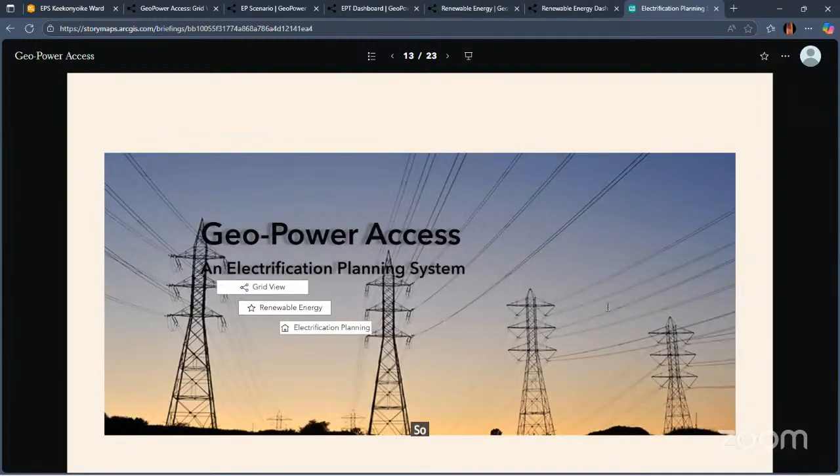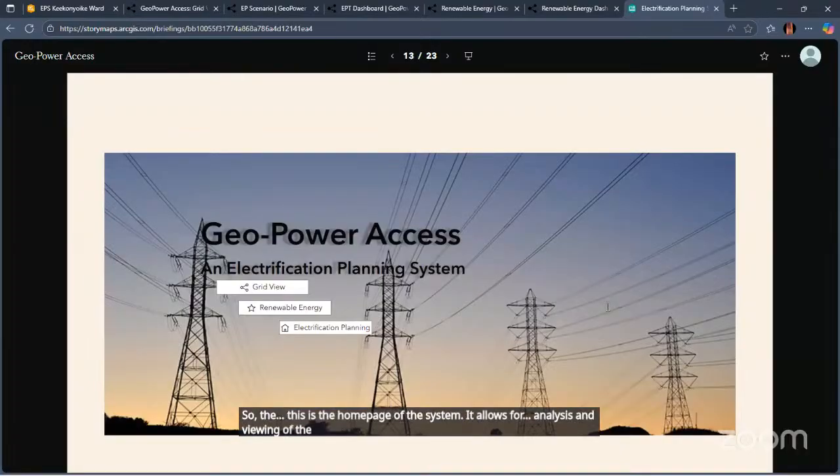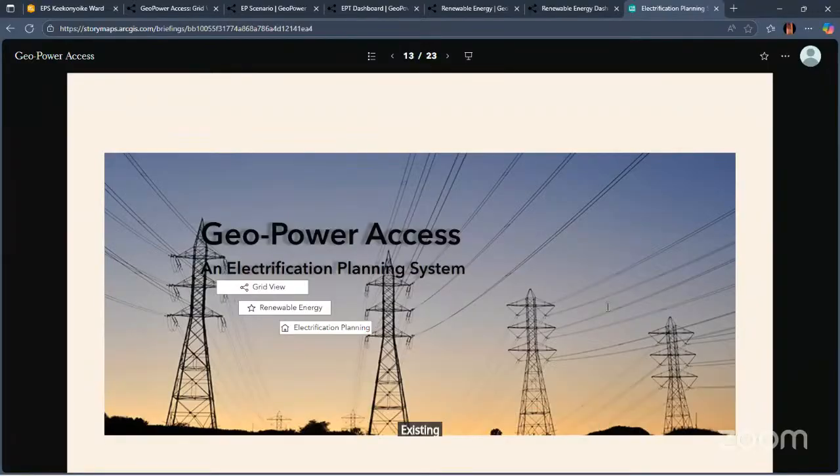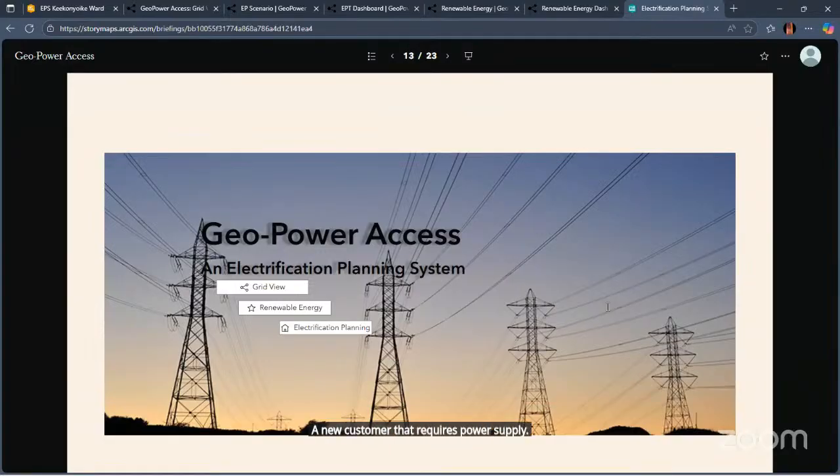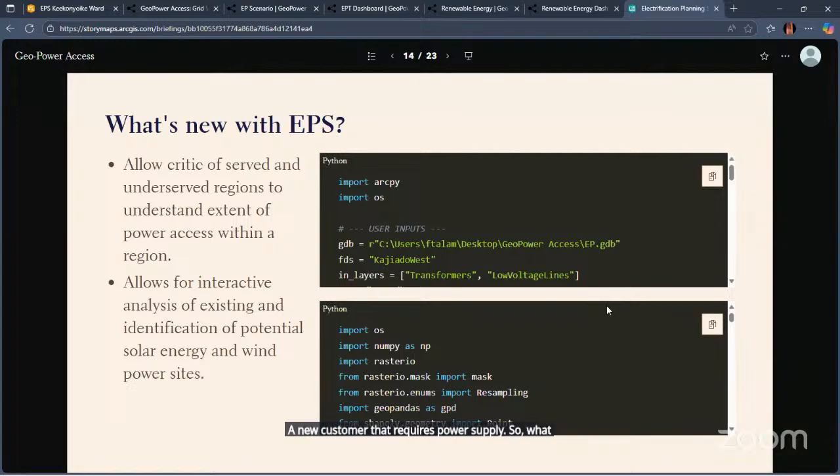So this is the homepage of the system. It allows for analysis and viewing of the existing grid and the renewable energy sites that are currently providing power to respective regions, and also allows for electrification planning in case of a new customer that requires power supply. So what is new with EPS?